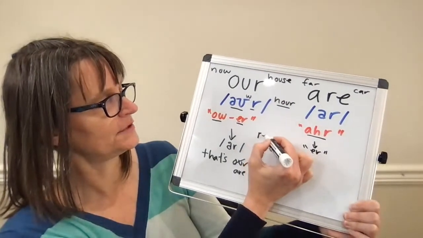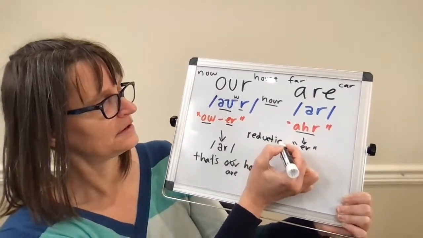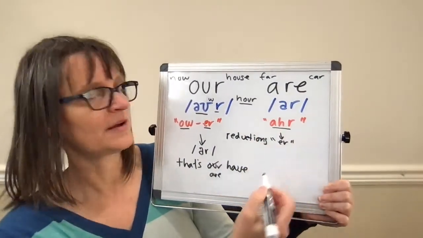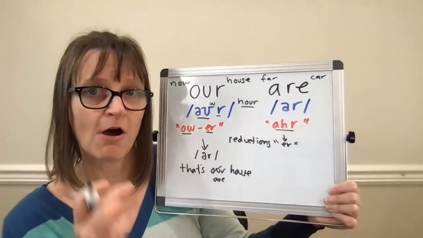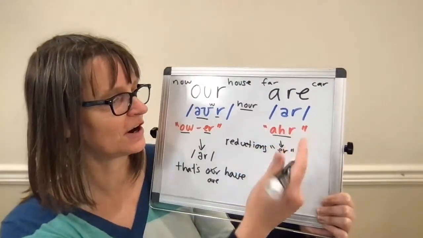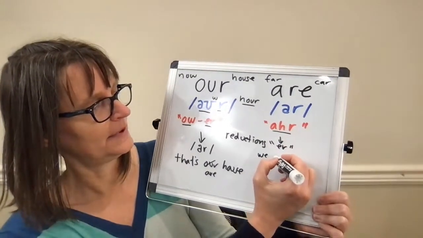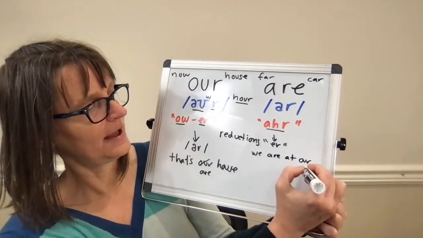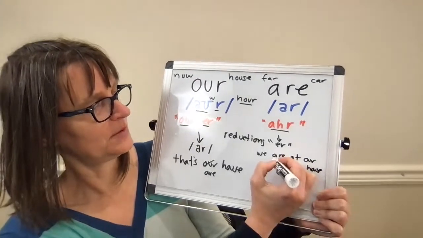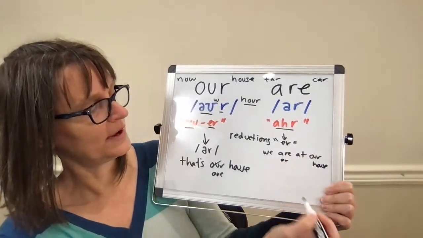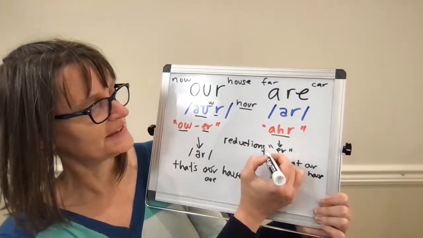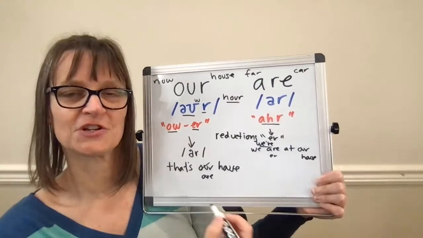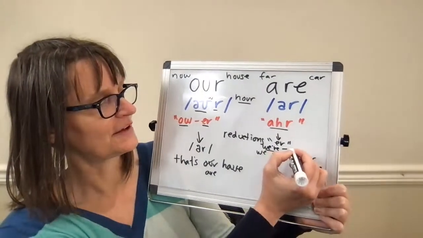So when we're talking about reductions, that means in fluent speech. So if I'm saying we are, and R is stressed, I'm going to keep this R. If I'm saying we are at our house, I'm going to say it more like we are at our house. We are. So in this case, I would probably reduce it all the way to the contraction we're, which also gets reduced down to were.